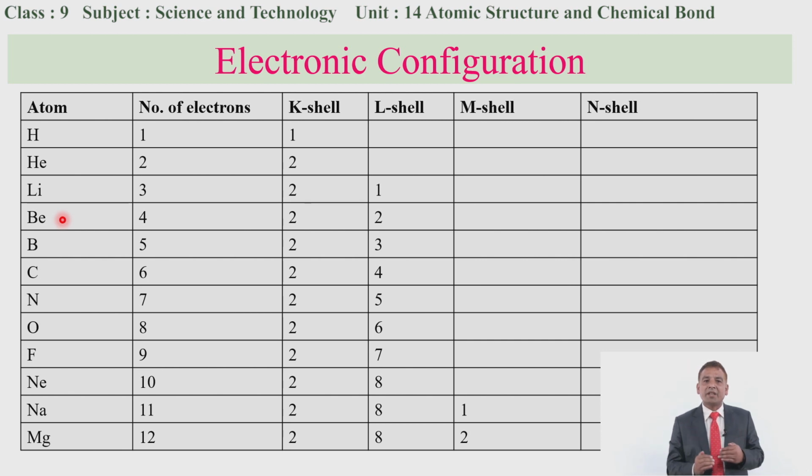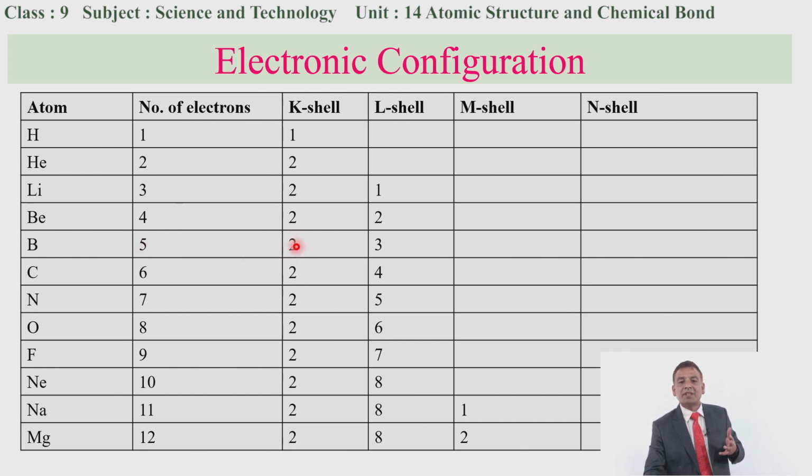In the same way, we can configure the electrons of beryllium. Altogether beryllium has 4 electrons. So 4 electrons have been configured into 2 shells: the K shell can accommodate only 2 electrons, and the L shell can accommodate 8 electrons, but we have only 2 remaining electrons. So these 2 electrons have been put in the L shell here. Likewise, boron has 5 electrons.